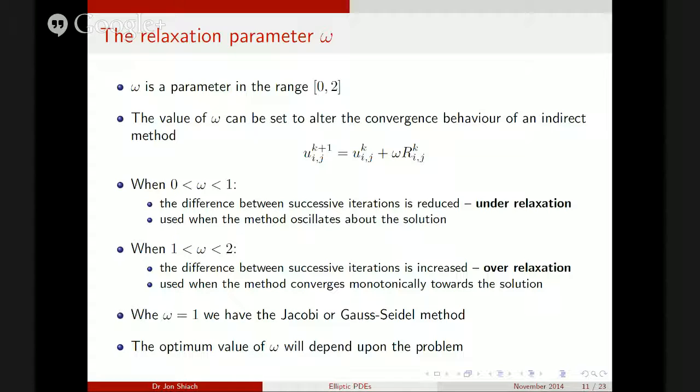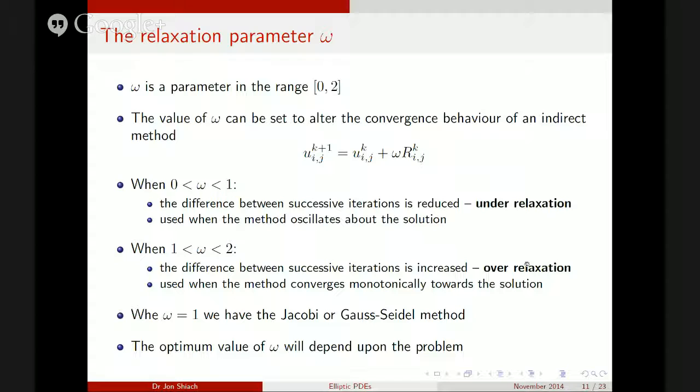When omega is between 1 and 2, the difference between successive iterations is increased. So if we calculate a k+1 estimate, we're saying, let's move that a bit forward, a bit further away than our current k estimate. So the difference between successive iterations is increased. This is what's known as over-relaxation. When it's decreased, it's known as under-relaxation. When it's increased, it's known as over-relaxation.